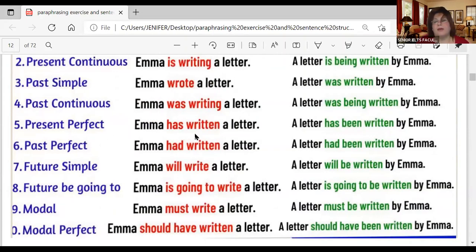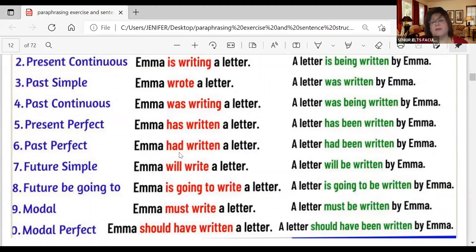Present perfect mein, Emma has written a letter. Sorry, a letter has been written by Emma. So just see how it is changing.